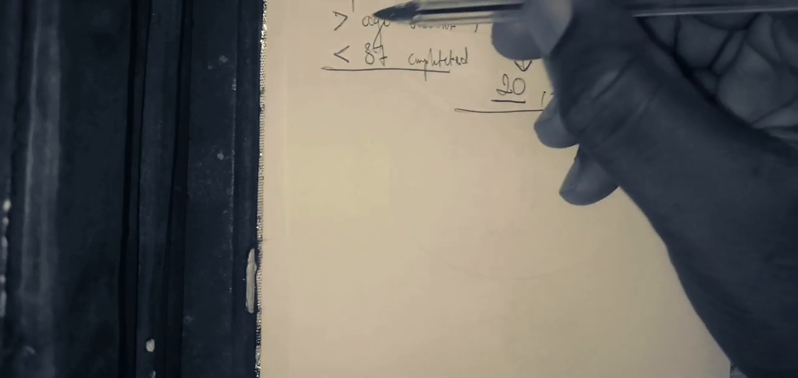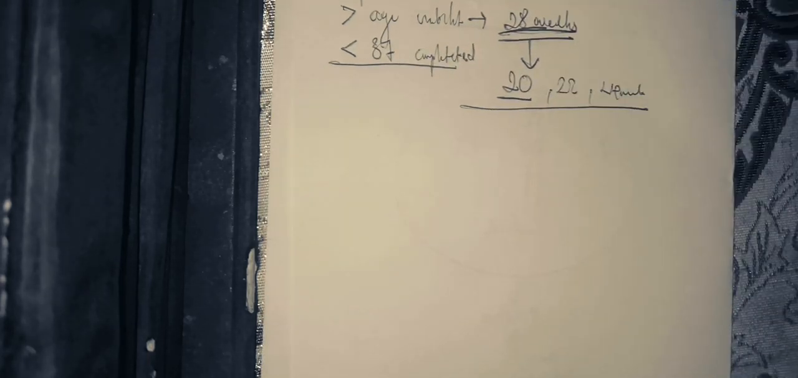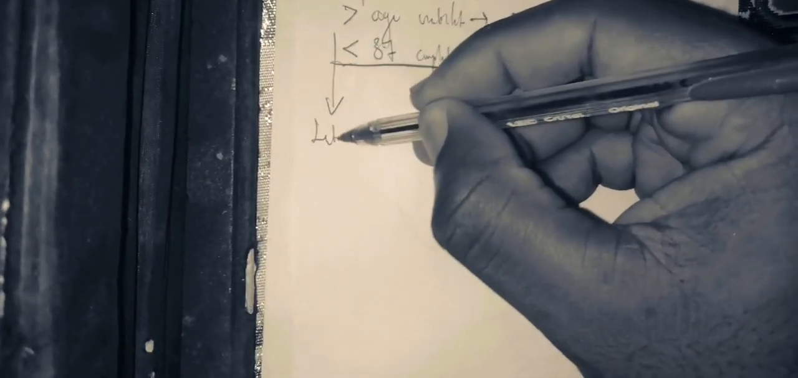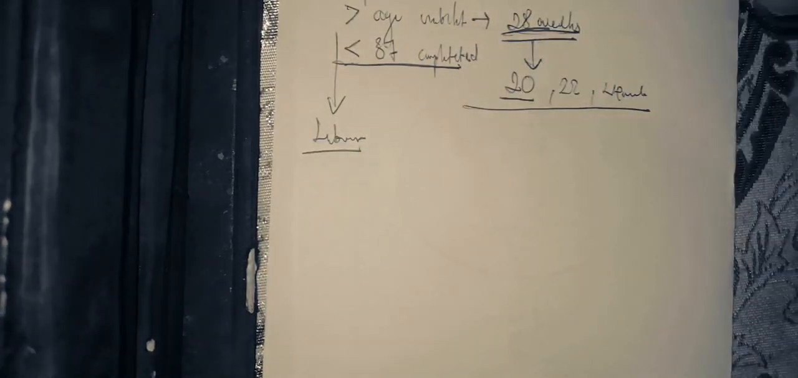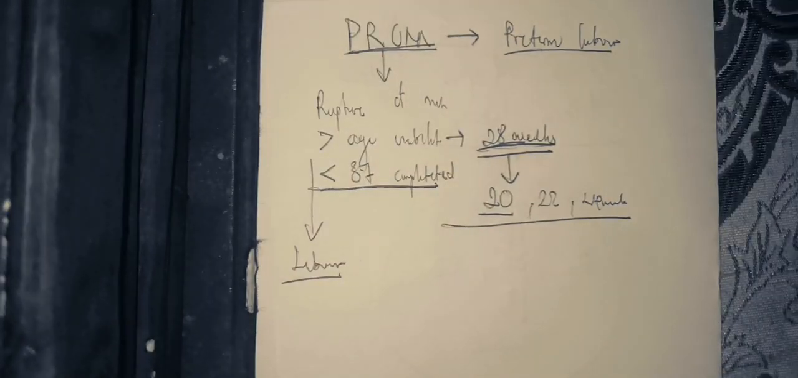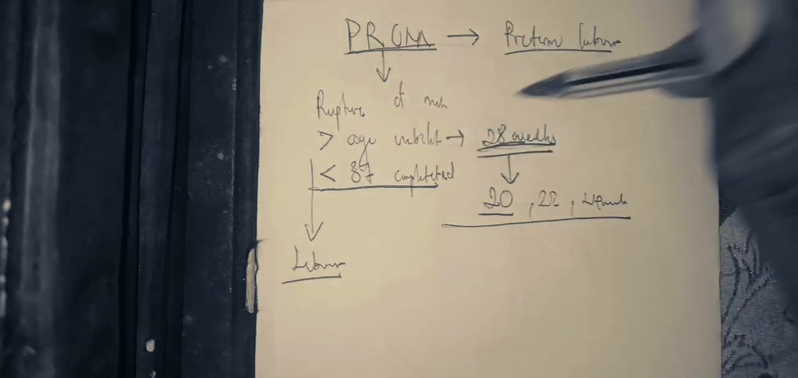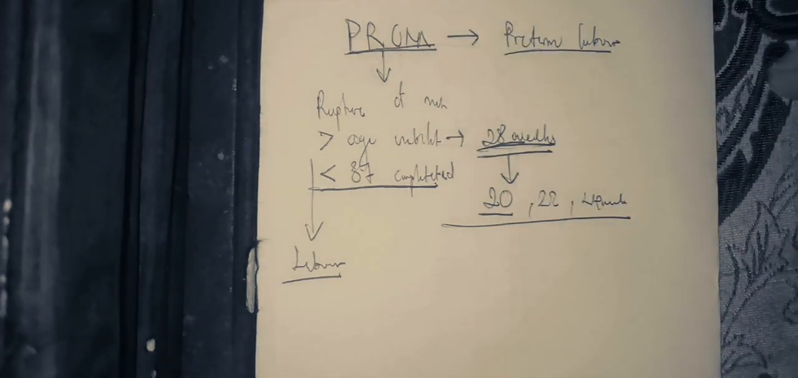So rupture of membrane after the age of viability, depending on your context, and before, sorry, not 37 completed weeks of gestation, but before labor, before the onset of labor, it is premature rupture of membranes. So let's have the definition clear again. I'm sorry about the first mistake. When you have rupture of membrane after the age of viability and before the onset of labor, it is premature rupture of membranes. Are you getting?